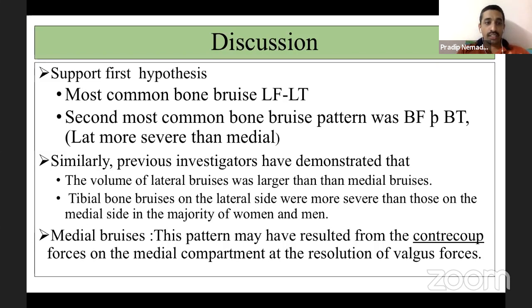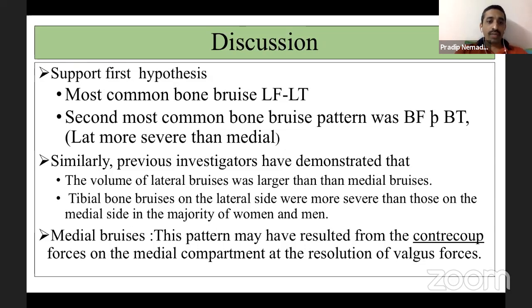Now the inference of the study, the discussion. It supports their first hypothesis that the lateral bone bruise pattern would be the most common. Similarly, in this study, the lateral femur, lateral tibia pattern stood out first, and the second pattern was bicondylar femur, bicondylar tibia, where the lateral was much more severe than the medial. So the first hypothesis, that lateral bruise will be much more severe or common, is supported.